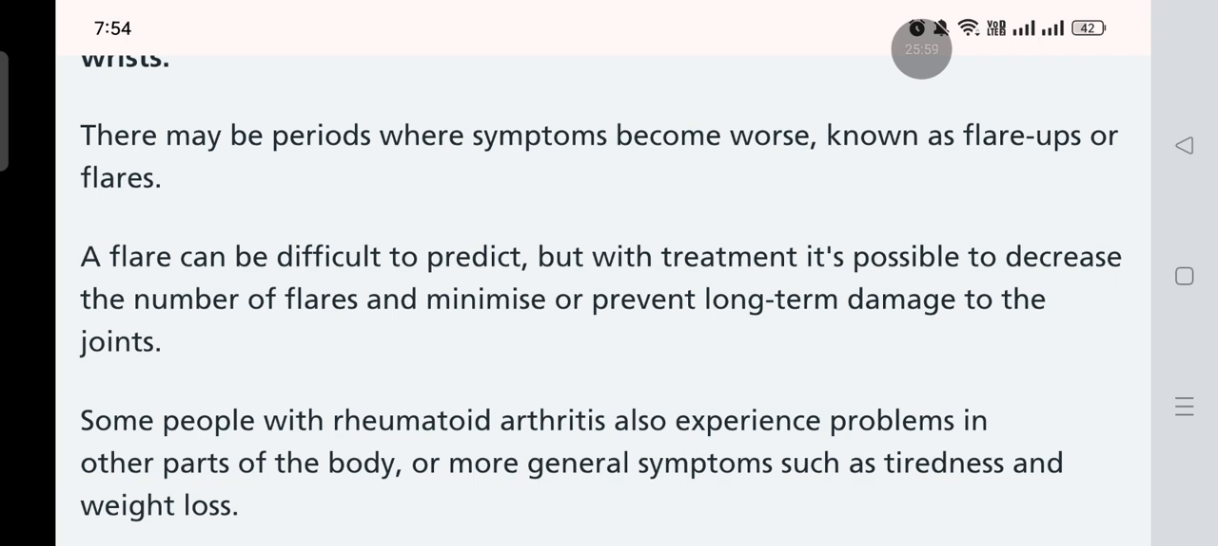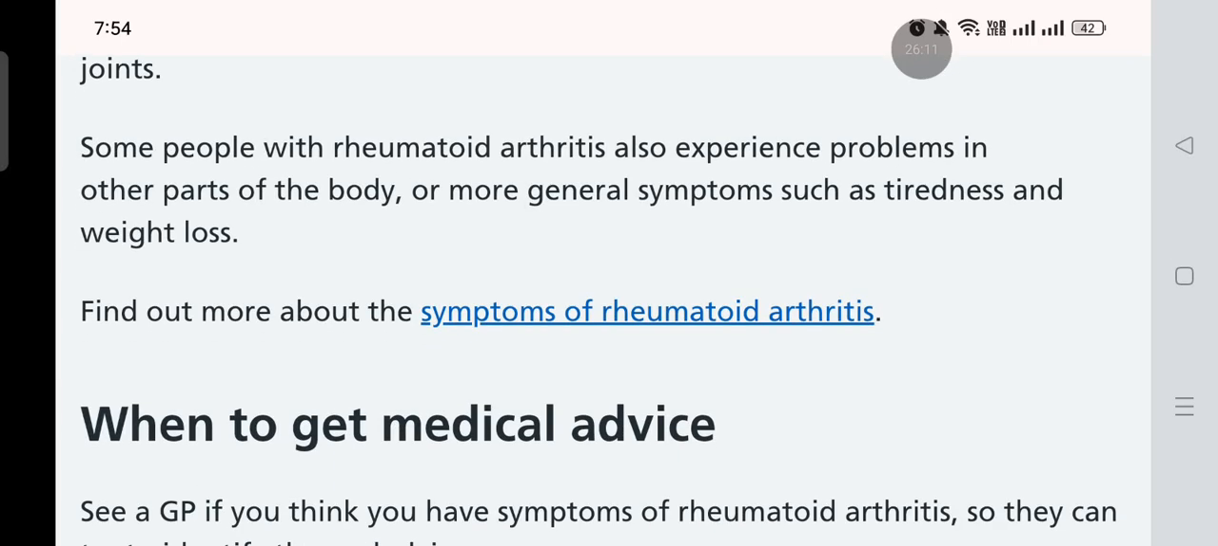Some people with rheumatoid arthritis also experience problems in other parts of the body or more general symptoms such as tiredness and weight loss.